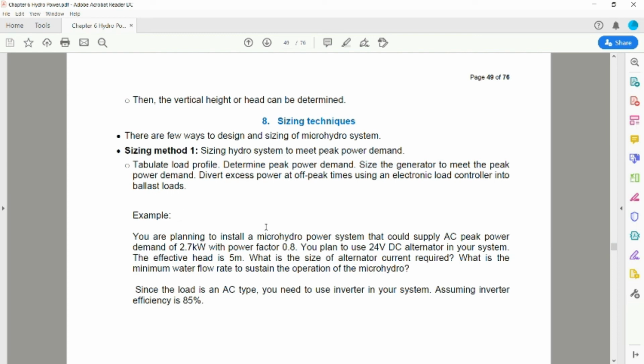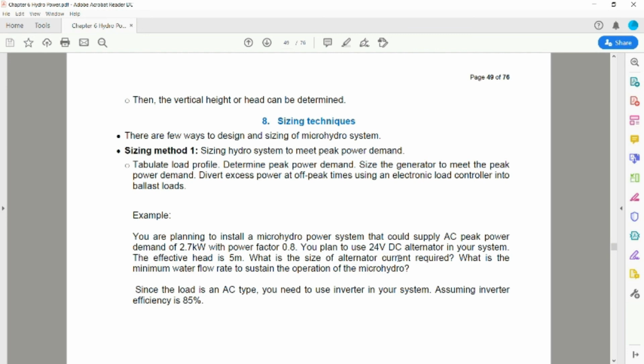Example: you are planning to install a micro hydro power system that could supply an AC peak power demand of 2.7 kW with power factor 0.8. You plan to use a 24V DC alternator in your system. The effective head is 5 meter. What is the size of alternator current required? What is the minimum water flow rate to sustain the operation of the micro hydro?